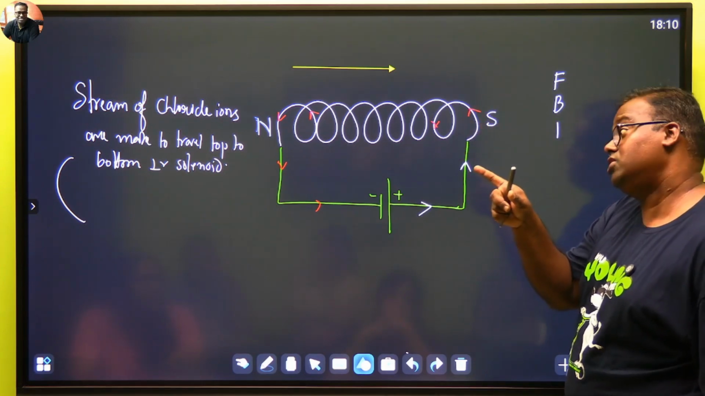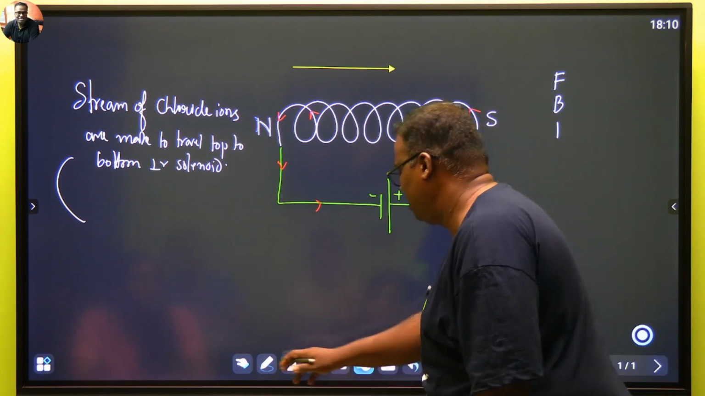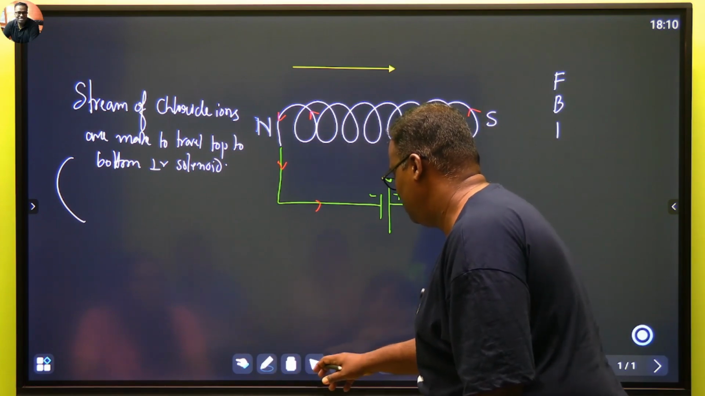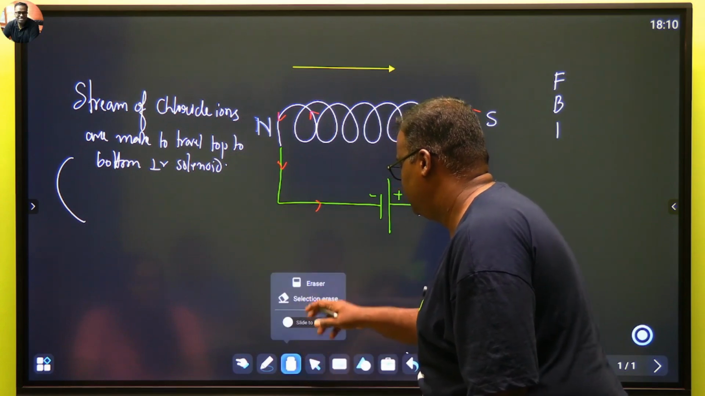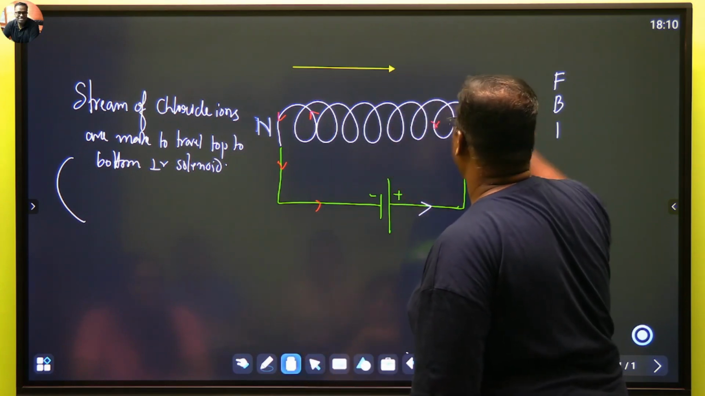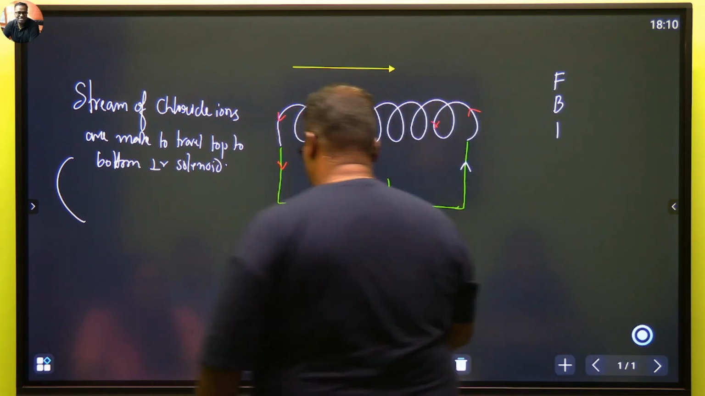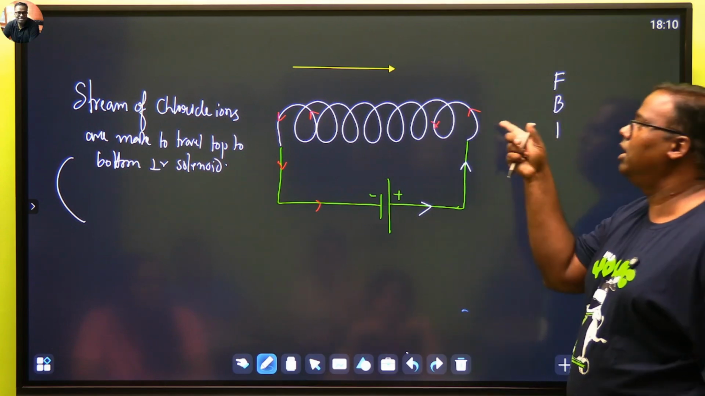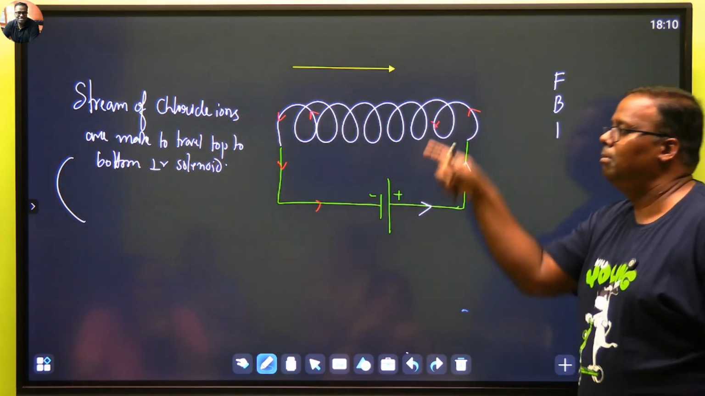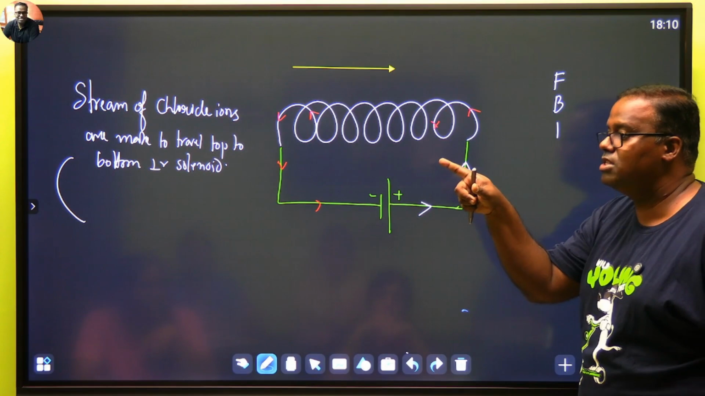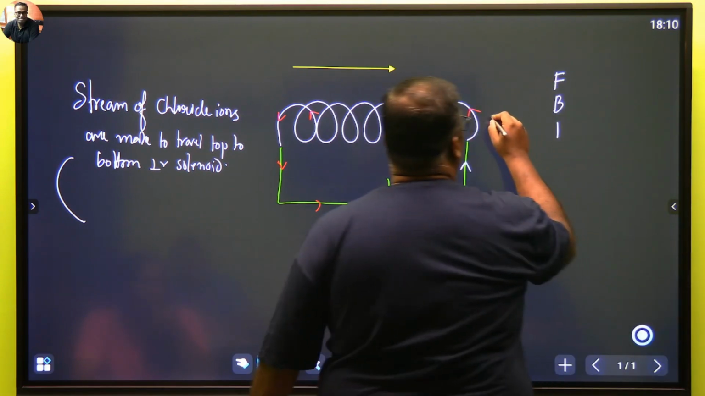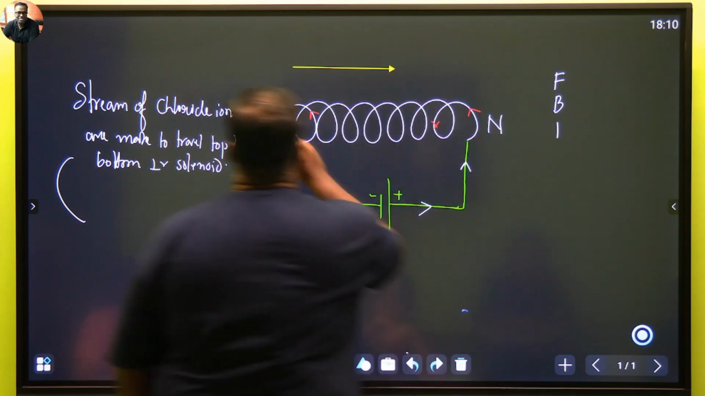Anti-clockwise. Yes, you are correct. So the current is going anti-clockwise. So hang on, let's correct it. Are you sure? Let's check once again. How is the current going? Anti-clockwise. Clockwise is south. Anti-clockwise means this is north pole, this is south pole.